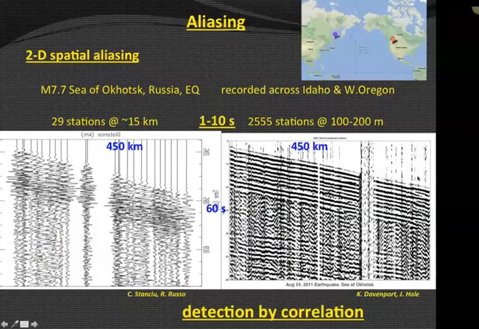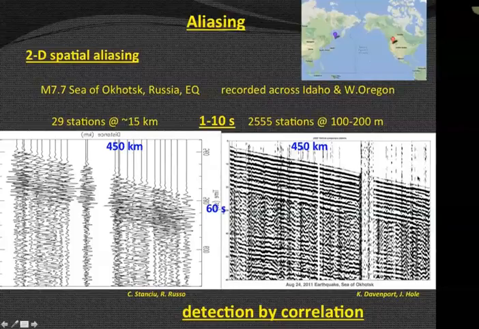Now, one of the other advantages when we start doing this in 2D, of getting both our temporal sampling correct and our spatial sampling correct, is that we can start looking at correlations from station to station. And these are recordings of an earthquake off of the east coast of Russia, recorded on arrays in Idaho. And on the left, we have 29 stations 15 kilometers apart. On the right, we have over 2,500 stations at 100 to 200 meters, and you can clearly see a very, very different character in the signal.